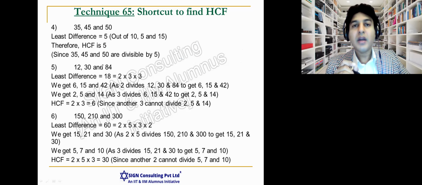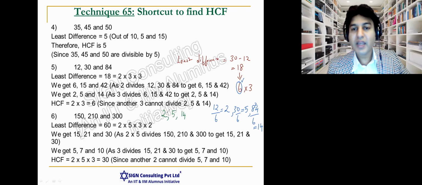Now I have to check these numbers, so I'll use a different marker. I'll use a green color marker. I get 2, 5, and 14. I'll have to check whether these numbers are divisible by 3. I know that it is not divisible by 3. So my HCF over here is 6.